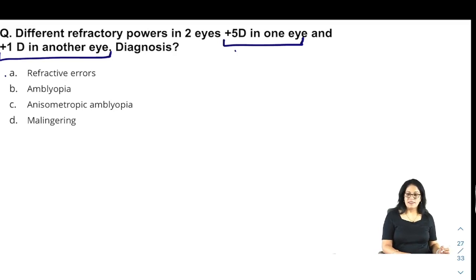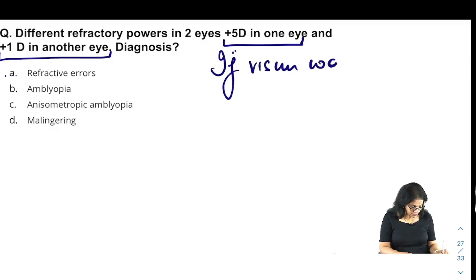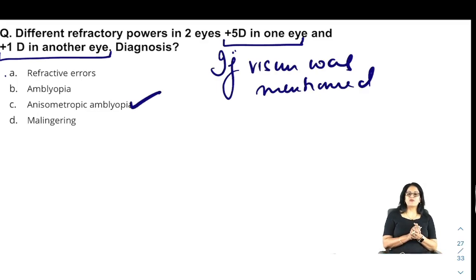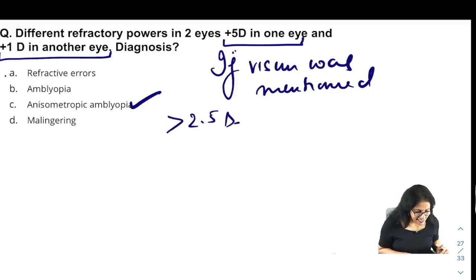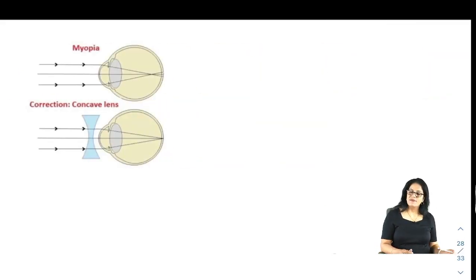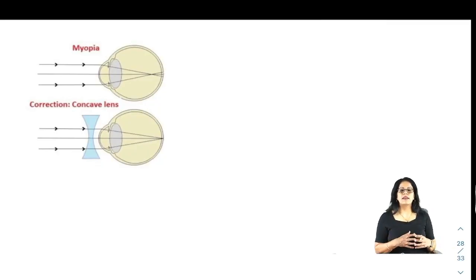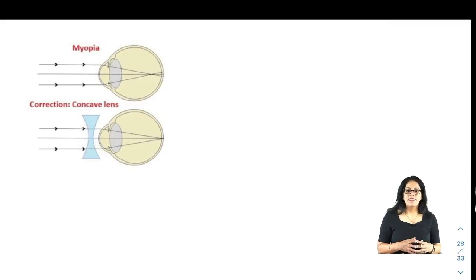So it all depends. Because you all are saying vision is given, I will just note down here that if the vision was mentioned, then the answer to this question will be anisometropic amblyopia. You all remember what is anisometropia? No? Difference of refractive power between two eyes of more than 2.5 diopters. Okay. Then one figure was given and they asked you about the correct refractive error and whether it is corrected or not.